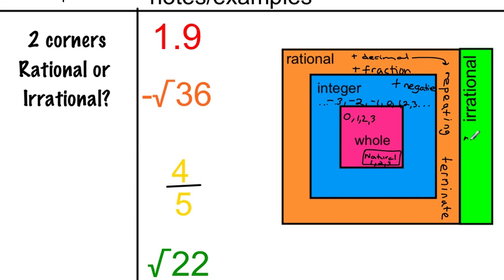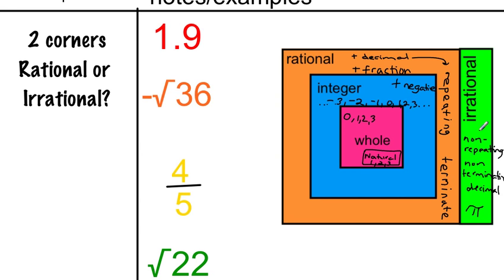Irrational numbers are my non-repeating, non-terminating decimals. Sorry, there's not much room here. Non-repeating, non-terminating decimals are irrational. One common example of a non-repeating, non-terminating decimal is pi. This decimal goes on and on and on forever, and it does not repeat.